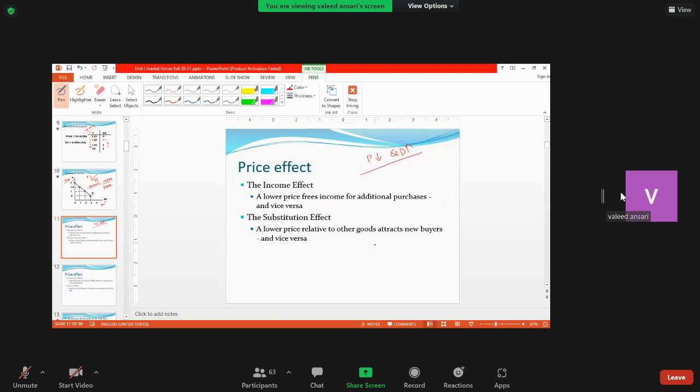There are two effects which come into operation. One we call income effect, and another we call substitution effect. Now I would like to make a distinction between the words quantity demanded and change in demand. These two terminologies are different, but for some time I may use them interchangeably.